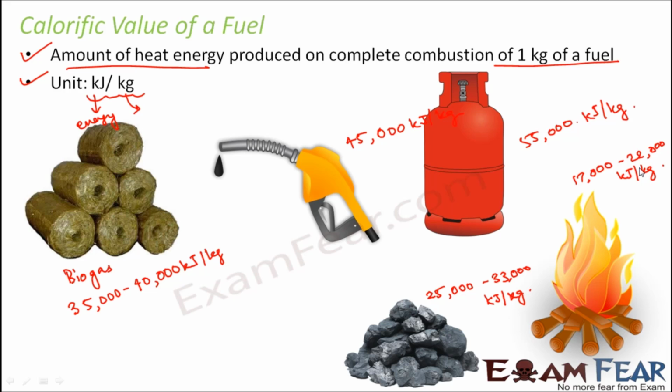So if I ask you that in terms of the amount of energy produced, which is a better fuel out of these 5 fuels? The best fuel would be LPG, and the worst one out of these five would be wood. So that's how calorific value helped us to decide the heat productivity of a fuel.